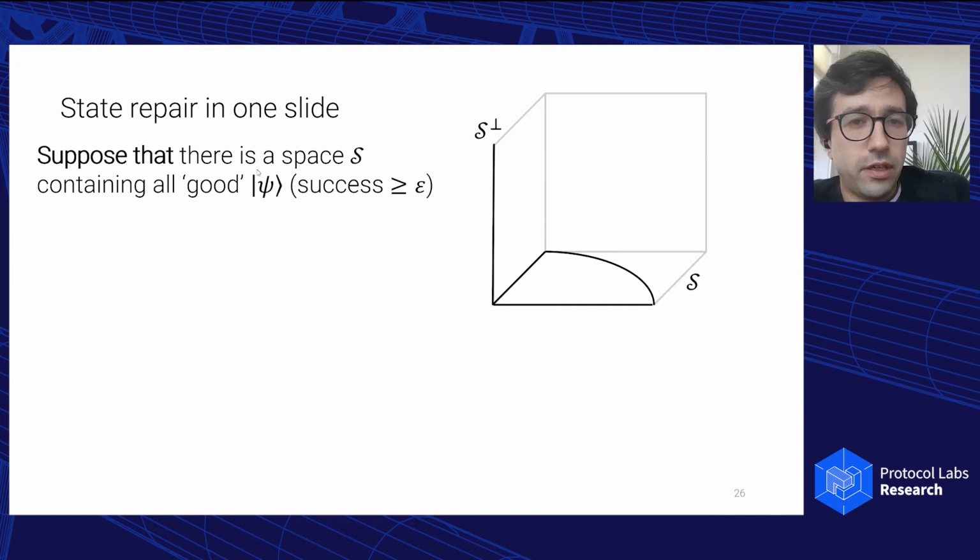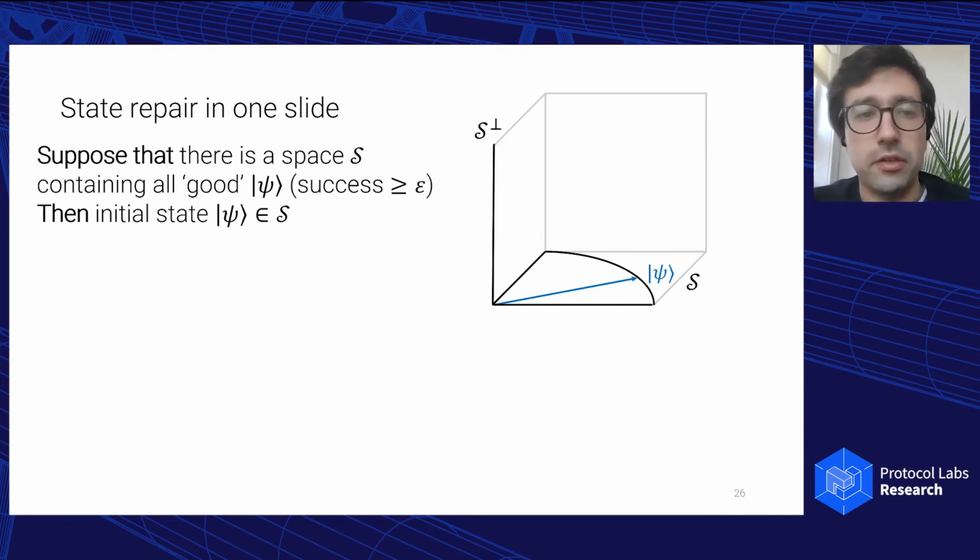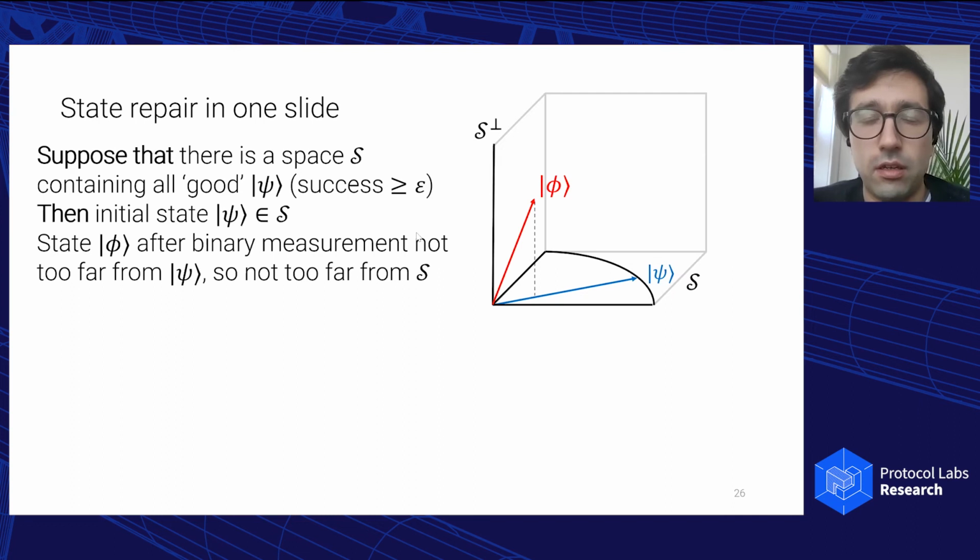Suppose that there is a subspace of the entire Hilbert space, the set of all states, a linear space containing all good states psi, having success probability at least epsilon. This is not true, but suppose for now that it is. The initial state is going to be inside this subspace because, by assumption, it has success probability at least epsilon. We apply a binary measurement. This is our algorithm A, which performs a binary measurement to get a bit B. If you make a binary measurement, we apply this principle: if you don't learn too much about the state, then the state is not disturbed by too much. In particular, the state is going to be somewhere else in the space, but not too far away from this psi.